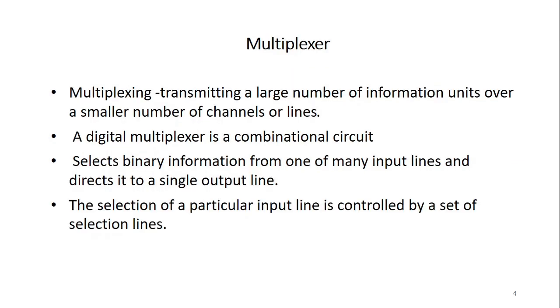Multiplexing means transmitting a large number of information units over a smaller number of channels or lines. A digital multiplexer is a combinational circuit that selects binary information from one of many input lines and directs it to the single output line. The selection of a particular input line is controlled by a set of selection lines.